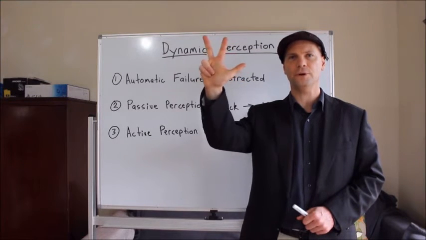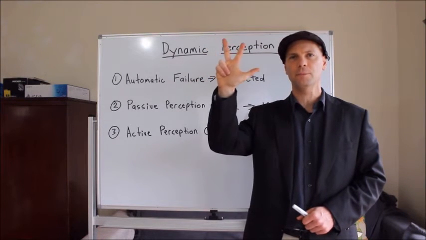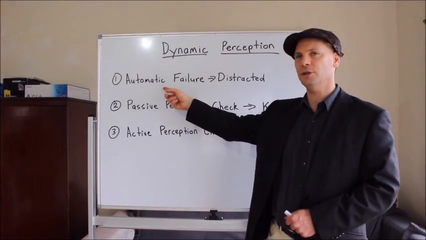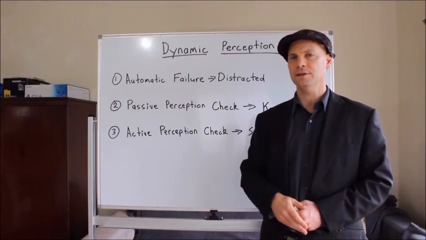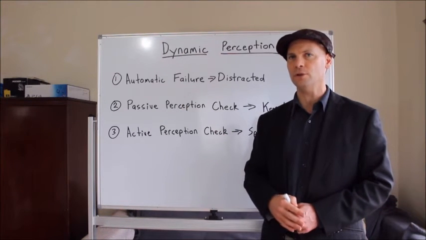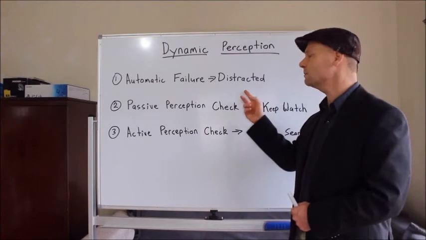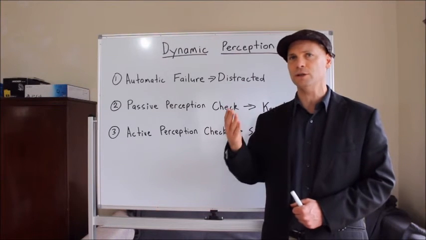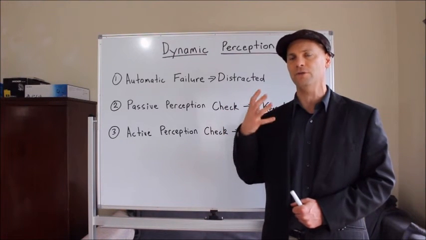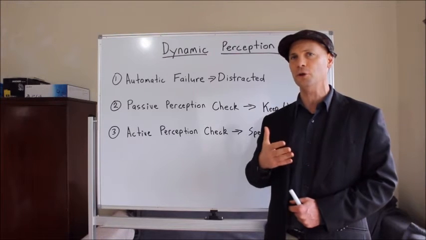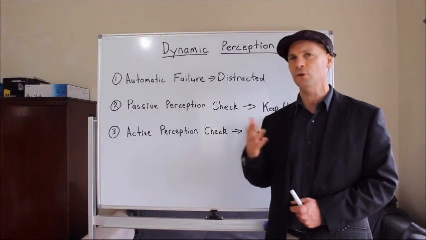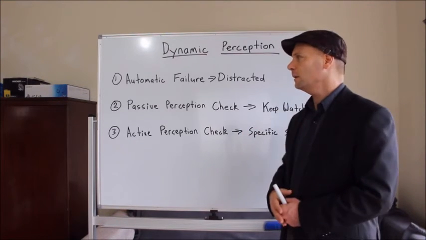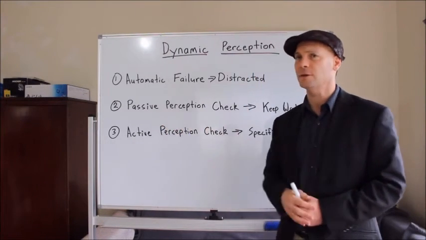Okay, let's talk about the three different types of dynamic perception checks. The first dynamic perception check is the automatic failure. This is when your character or a monster is distracted or doing something else, which means they can't be aware of their surroundings fully. They're not aware of their surroundings completely, therefore there is no active perception check and you do not use a passive perception check either. Automatic failure.